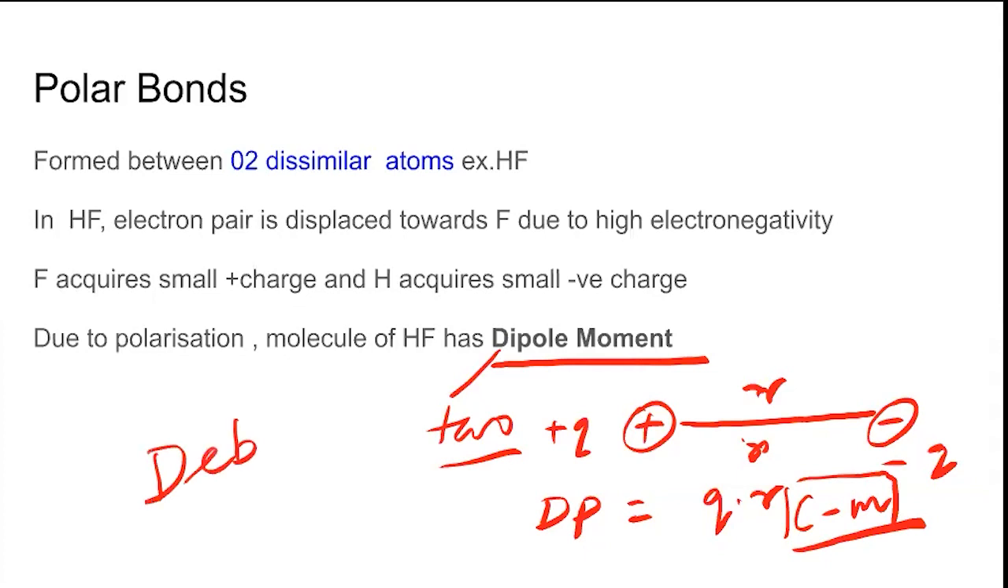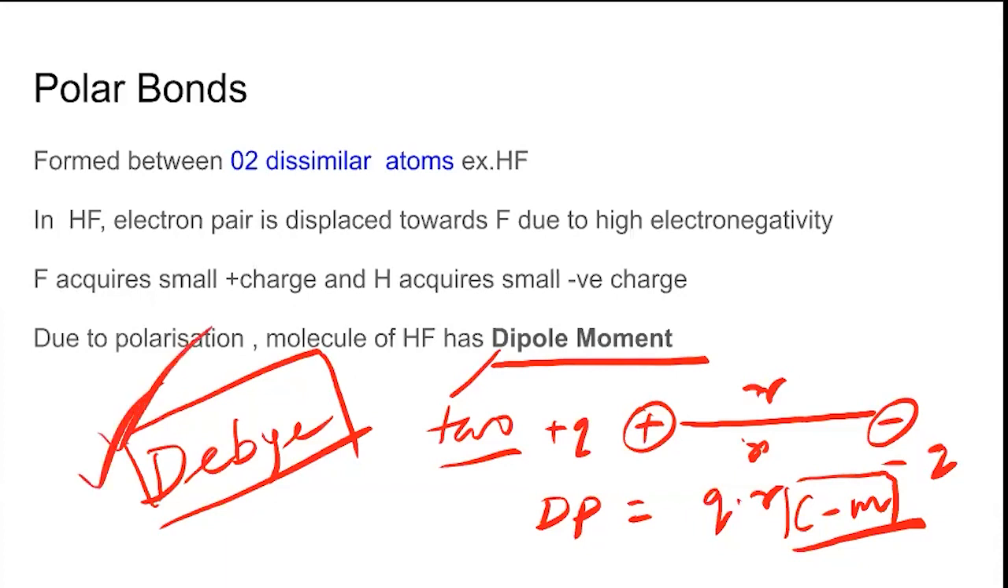And why do we choose this unit? Debye was a physicist after whose name this unit has been put. He was also a Nobel awardee. Basically, we choose a unit to conveniently express things, like we choose gigabyte to express the capacity of, say, your pen drive. So Debye is a convenient unit, but the basic unit is Coulomb meter.